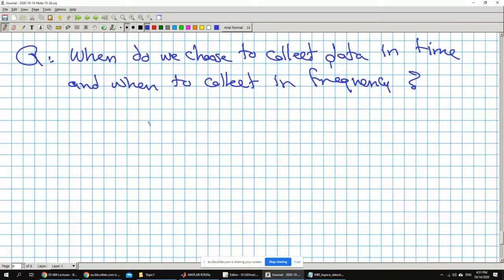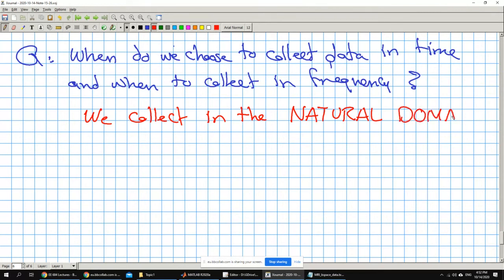Okay, let me give you the answer. And this is what we're going to see in MRI now. Basically, we collect in the natural domain of data.